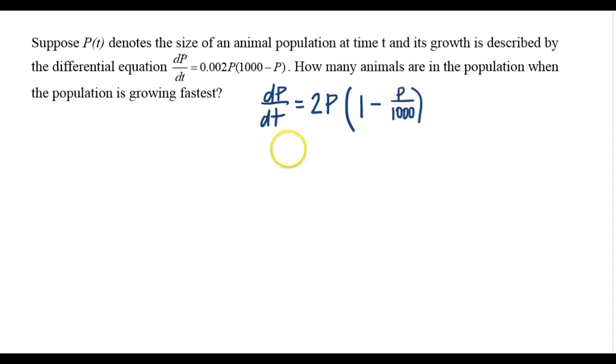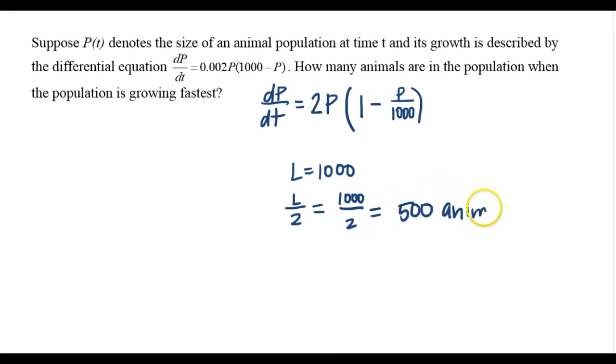So that means that L, my carrying capacity, is 1000. So the population is growing fastest when the population is at half the carrying capacity. So the answer here is L over 2. So L is 1000, and L over 2 is then going to be 1000 divided by 2. So 500 animals is the answer to how many animals are in the population when the population is growing fastest.